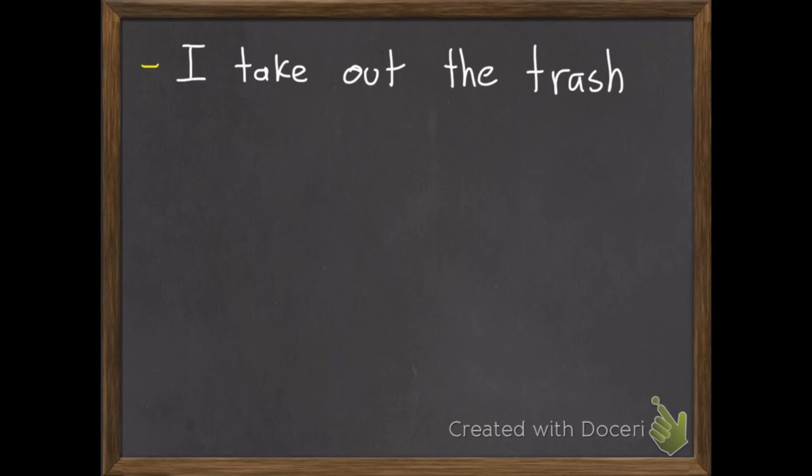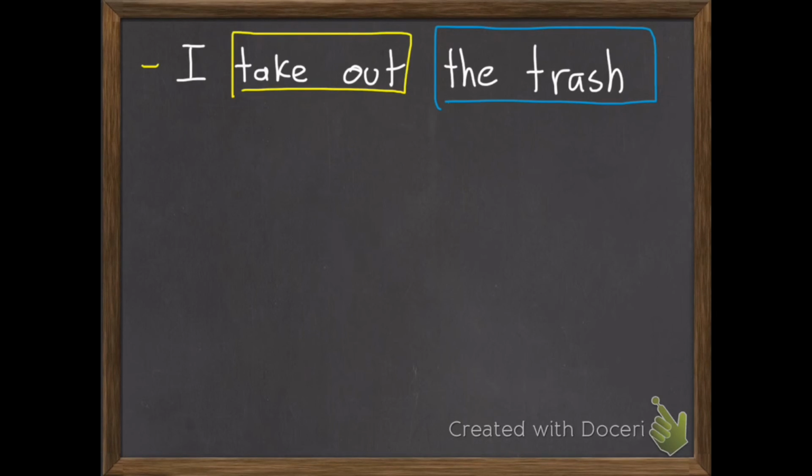Let's look at some examples. I take out the trash. This is a phrasal verb that takes an object. Here the object is the trash. Take out is the phrasal verb. It's a verb that has two words, take and out. It means a different action than take alone. We add the out, meaning that we take it and we put it outside. Well, that's a simple explanation.